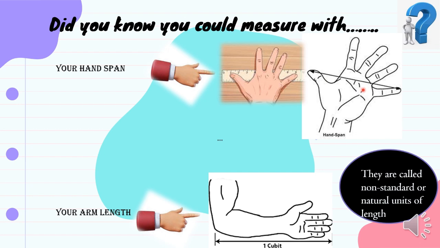They are natural units of length. That was how lengths were being measured before the rulers came. Look at your arm length too. From your elbow to your fingers. That's your arm length. It's usually called 1 cubit. They are called non-standard or natural units of length. Let's see other natural units of length.